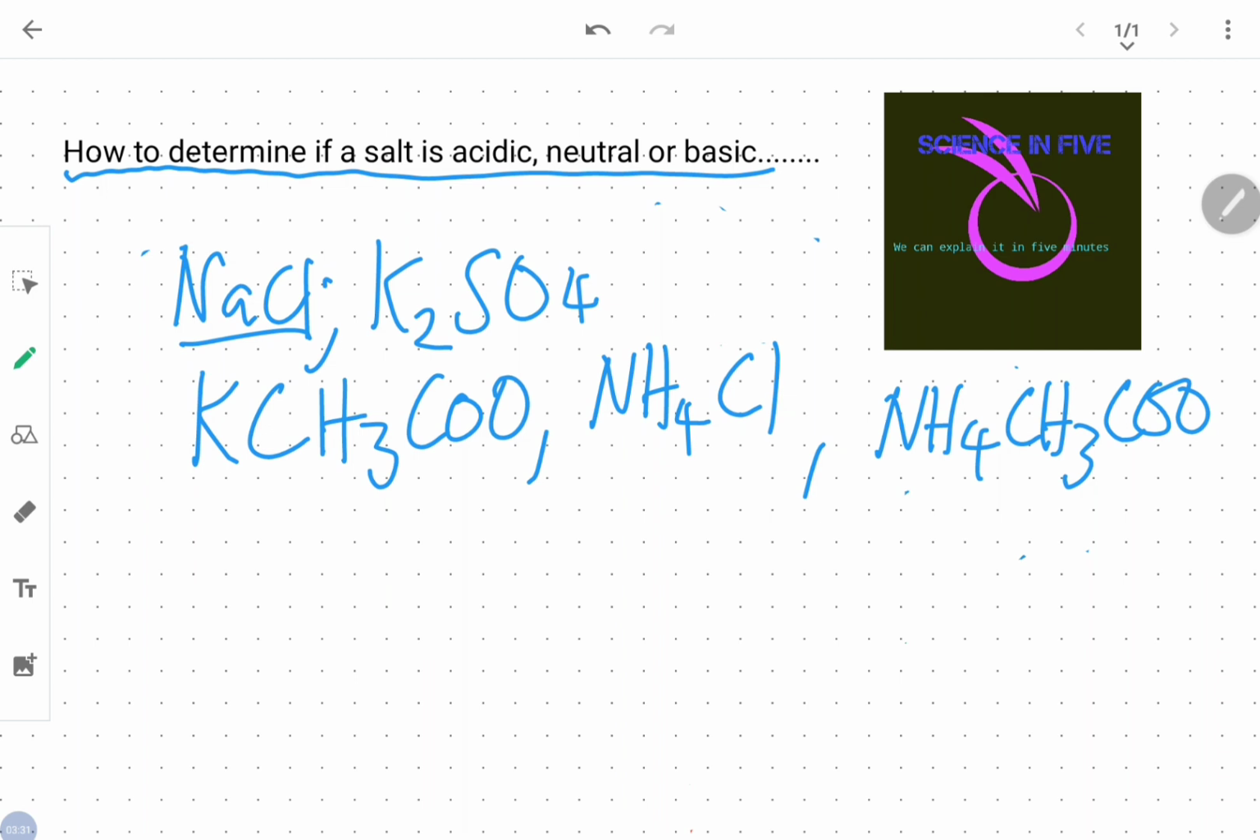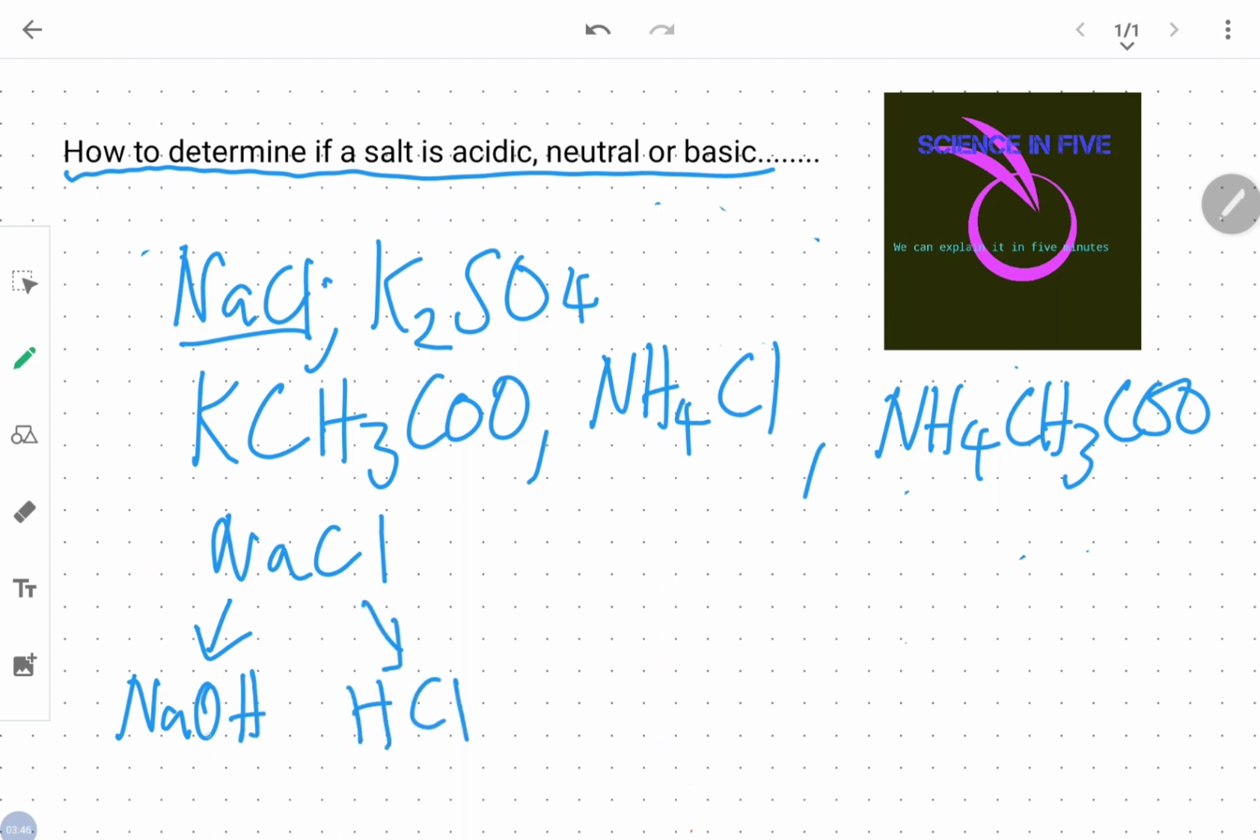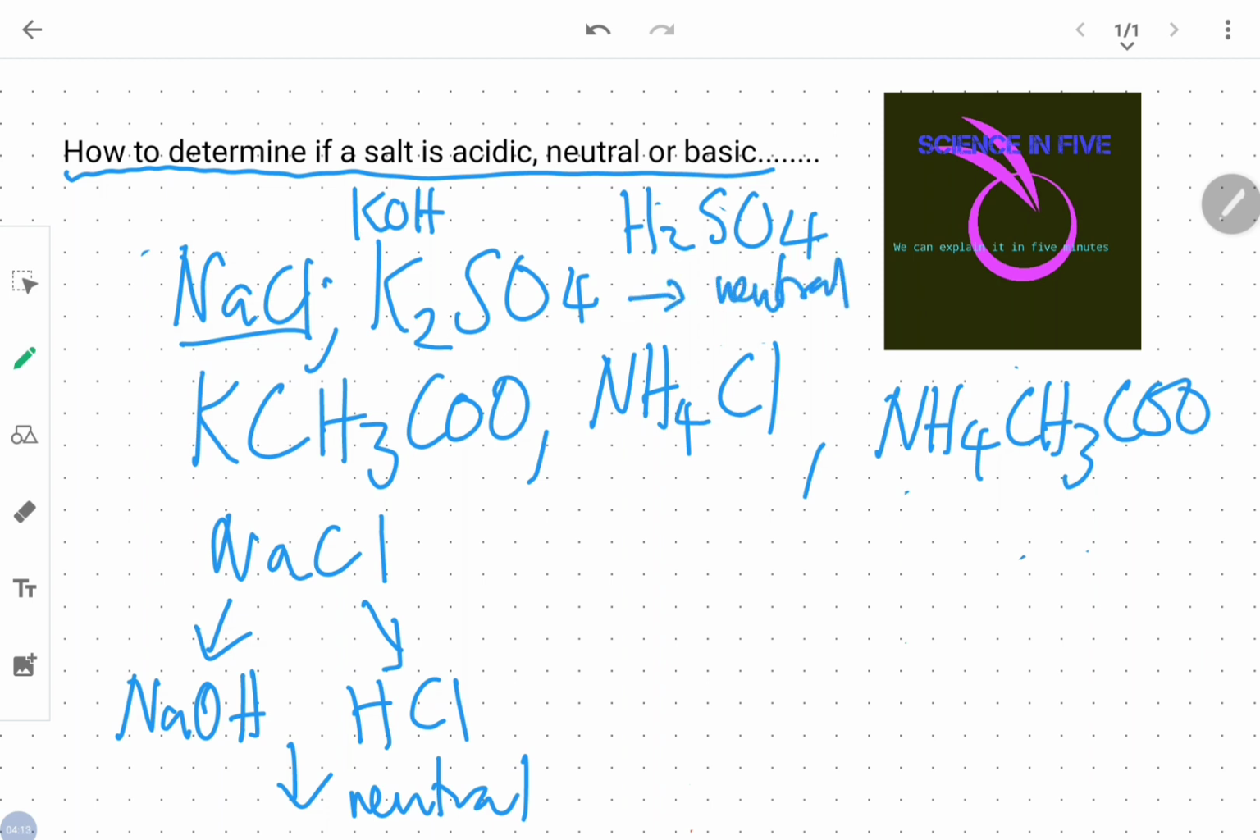Let's start with NaCl. If I look at NaCl, what is the base that can be used to make this salt? What is the acid? The base is NaOH and the acid is HCl. Strong base, strong acid, the salt is neutral. So this is an example of a neutral salt. If I look at potassium sulfate, I can see that it is made from potassium hydroxide and sulfuric acid. Again, strong base, strong acid, result a neutral salt.